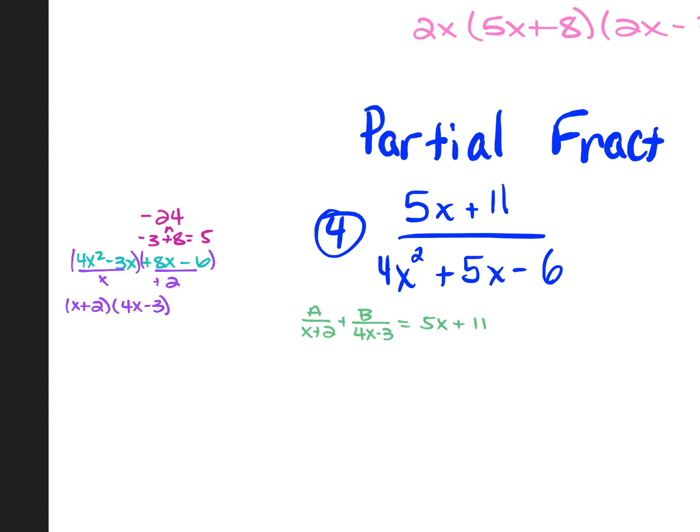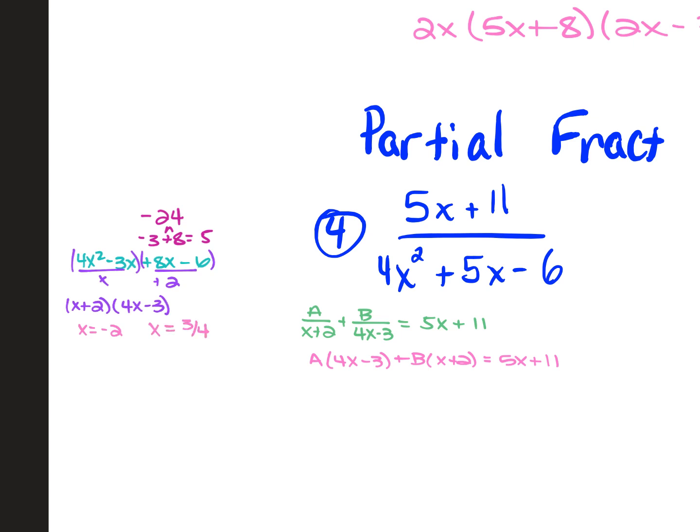From here, get rid of those fractions. That's going to leave you with A times (4x minus 3) plus B times (x plus 2) is equal to 5x plus 11. In order for you to find what A and B are, you have to solve for x from your denominator. So that x plus 2 is going to give you an x that's equal to negative 2. The 4x minus 3 gives you an x that's equal to 3/4.